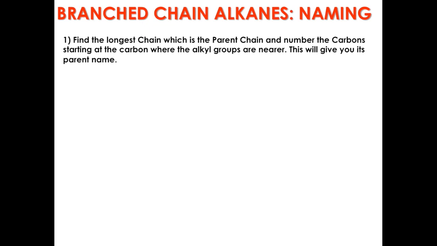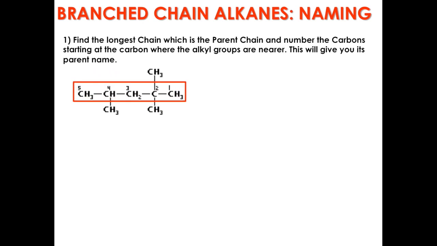There are several rules that you have to follow. First, find the longest chain, which is the parent chain, and number the carbons starting at the carbon where the alkyl groups are nearer to. This will give you the parent chain. In these examples, we can see that there are 5 carbons, so the name will be pentane.